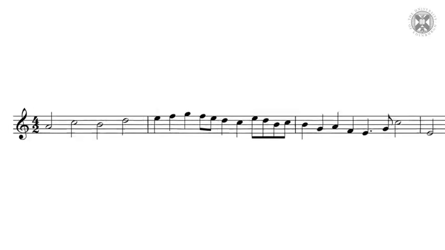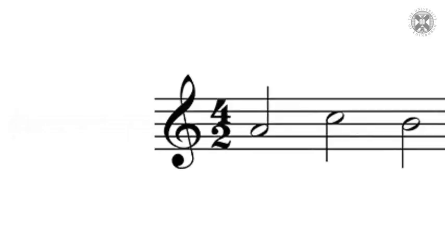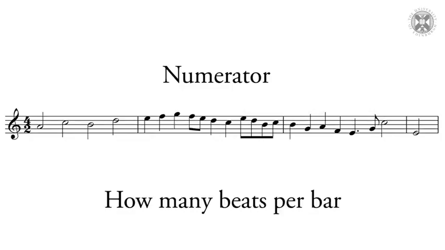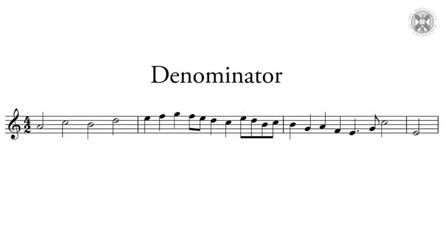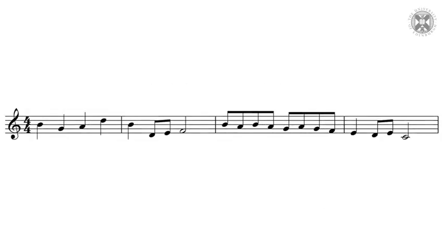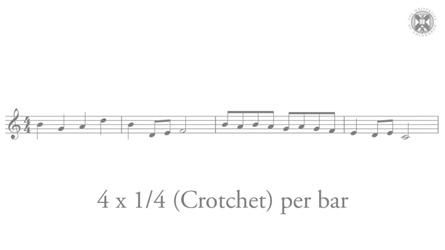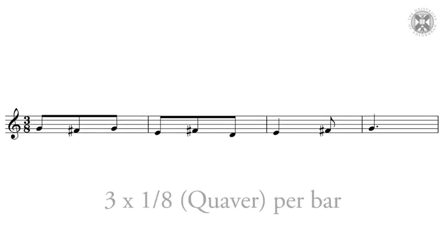The way we indicate meter is with a time signature. This consists of 2 numbers, a numerator on top and a denominator on the bottom, as with fractions in arithmetic. The numerator tells us how many beats there are per bar, and the denominator indicates the beat type. So 4/4 means 4 quarter notes or crotchets per bar, whereas 3/8 means 3 quaver or 1/8 notes per bar.